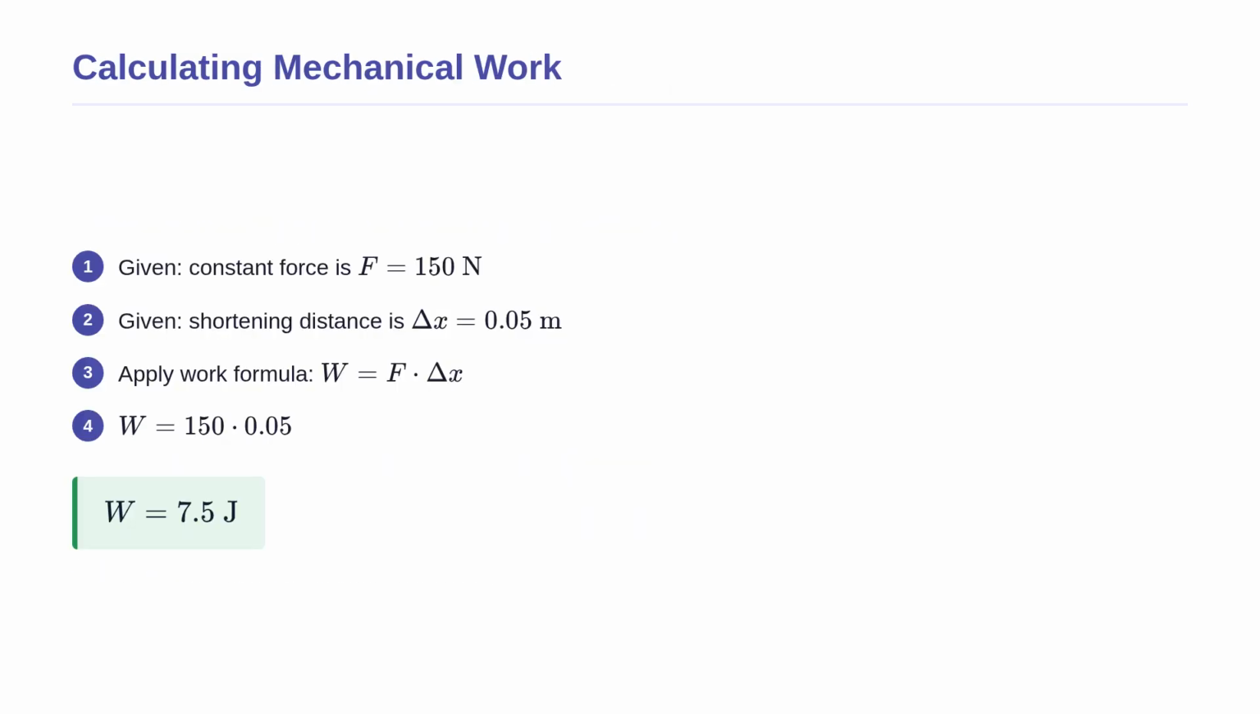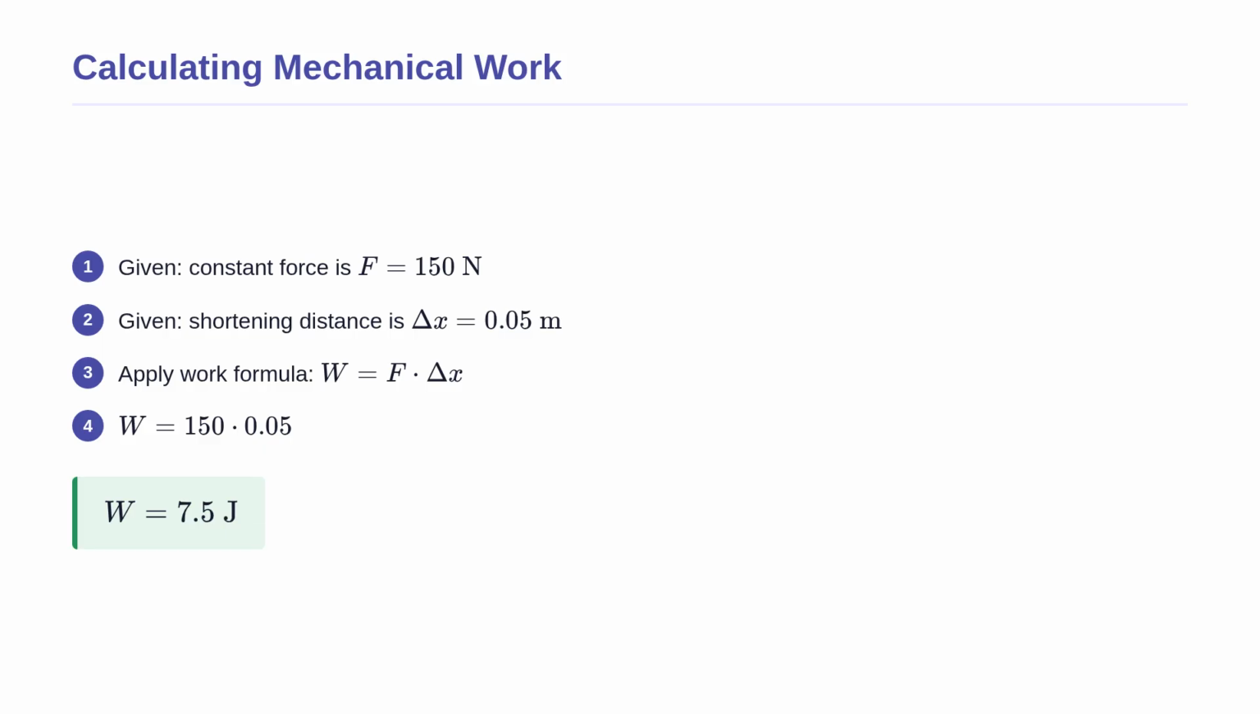Let us apply this work formula to a real scenario. Suppose your bicep muscle generates a constant force of 150 newtons to lift a dumbbell. During this contraction, the muscle shortens by a distance of 0.05 meters. We simply substitute these values into our equation. We multiply the 150 newtons by the 0.05 meters.